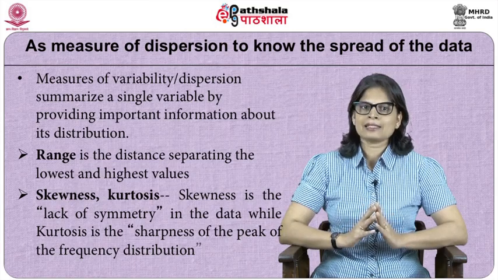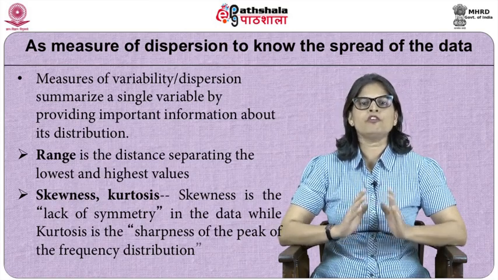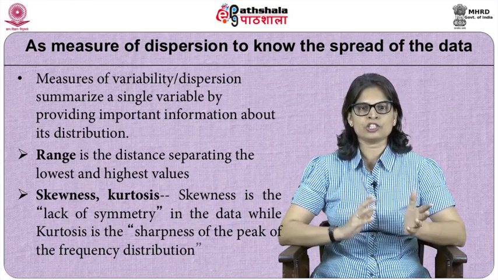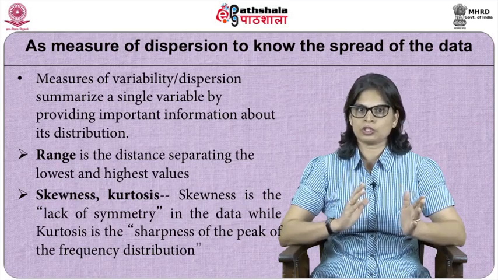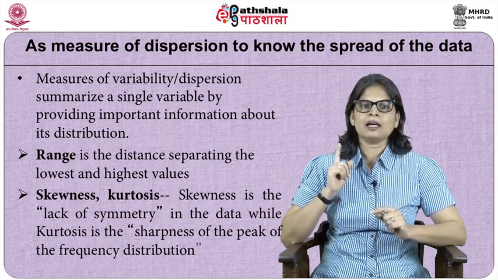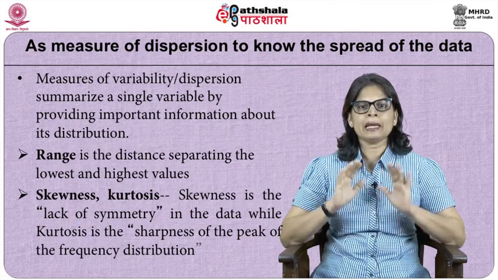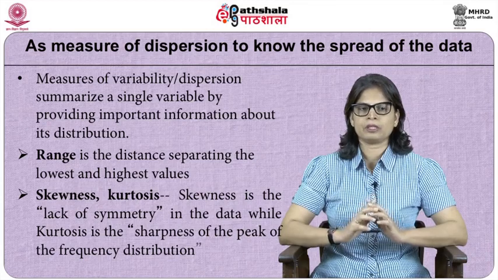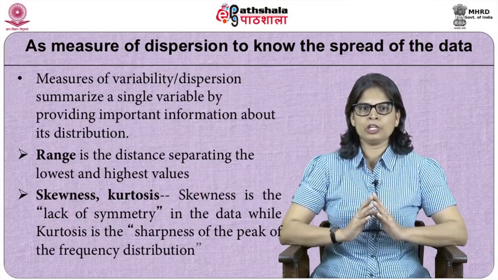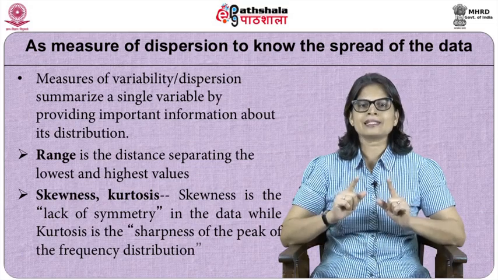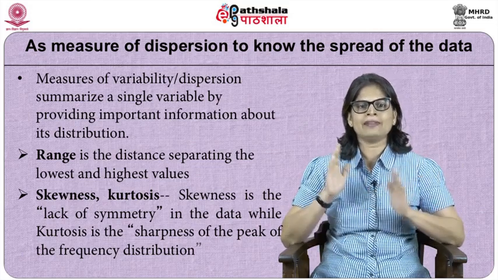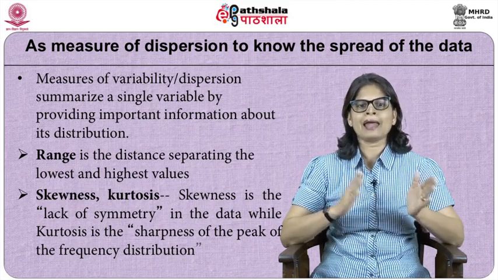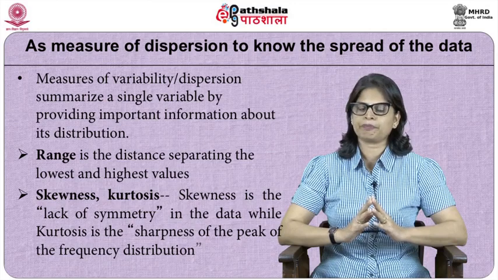The univariate analysis can also be used in the form of spread of the data. This can be done using the measures of variability or dispersion, which summarize a single number by providing important information about its spread or distribution. Range is most commonly used, which is nothing but the distance separating the lowest and the highest value. In other words, it is the difference between the minimum and the maximum value in your data.